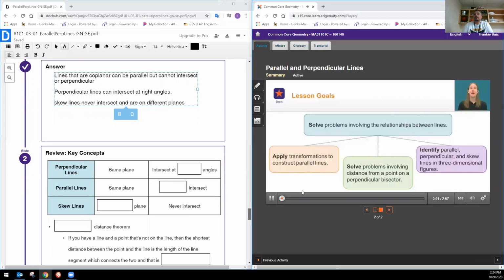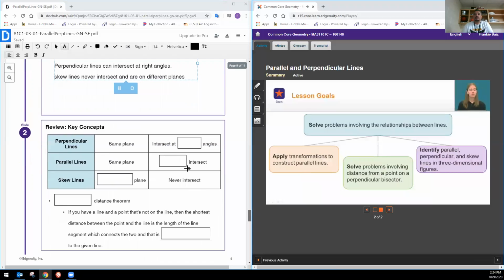This lesson had a number of goals. The main goal was to solve problems involving the relationships between lines. And this required us to do three different things. We saw how to apply transformations to actually construct parallel lines. We saw how to solve problems involving distance from a point on a perpendicular bisector. And we also saw how to identify parallel, perpendicular, and skew lines in three-dimensional figures.